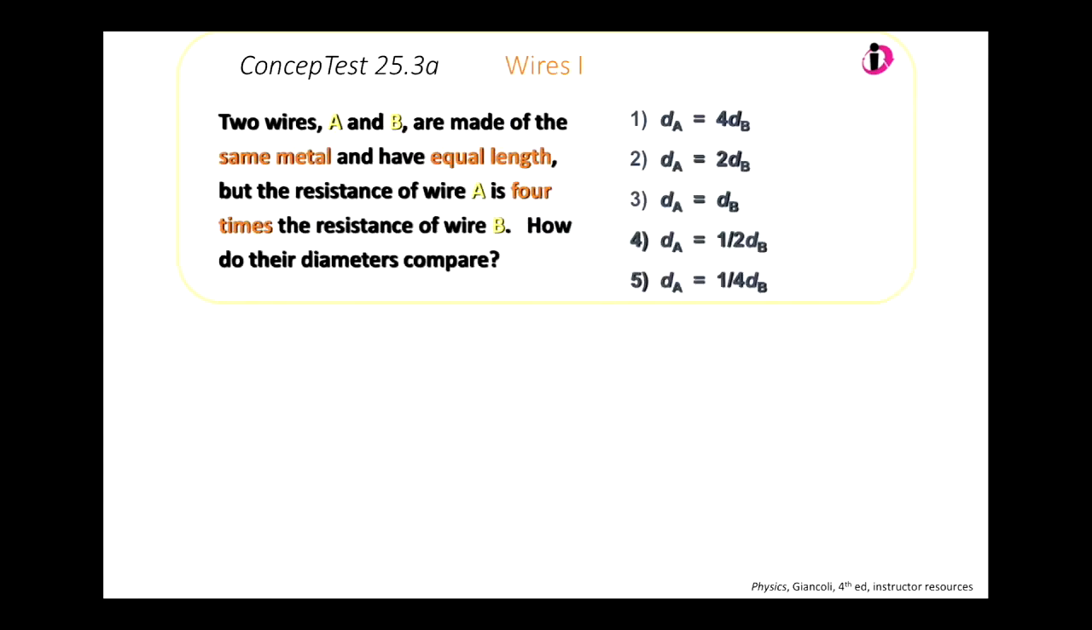Next question. 2 wires, A and B, are made of the same metal, have equal length, but the resistance of the first one is 4 times that of the other one. How do their diameters compare? I'll give you a second to think through this one yourself.